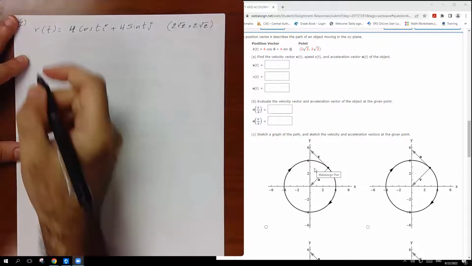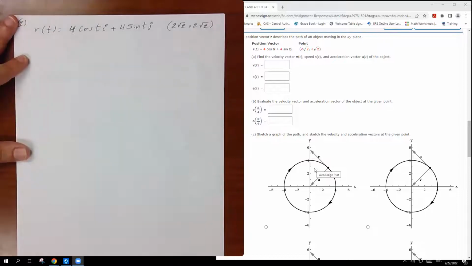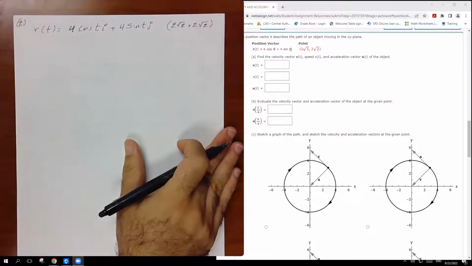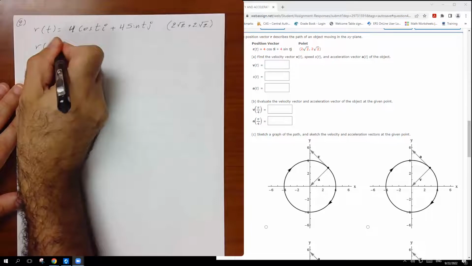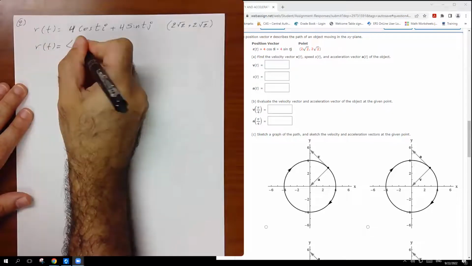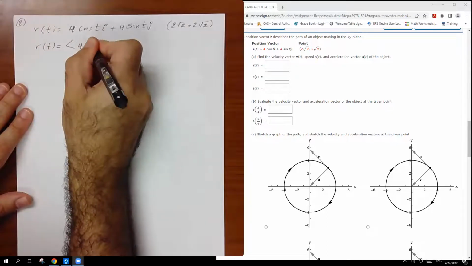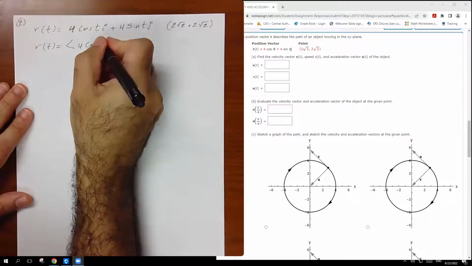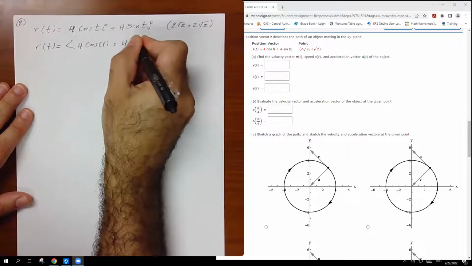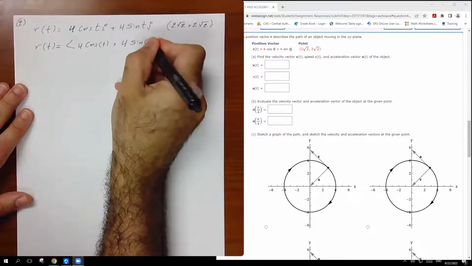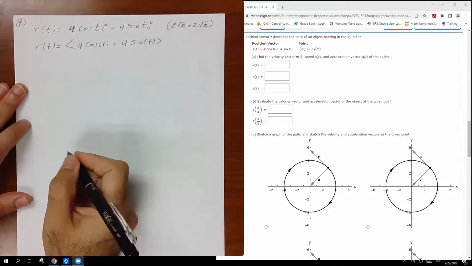So let's check this one. How we're gonna work on this example. We're gonna do exactly the same thing. The first thing, I'm gonna convert the position vector to component form. So it's gonna be 4 cosine t. t is an angle. I have to write it down like this. And 4 sine t. So this is the position vector.